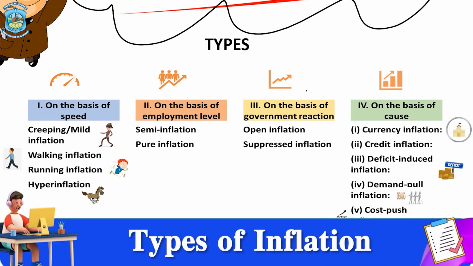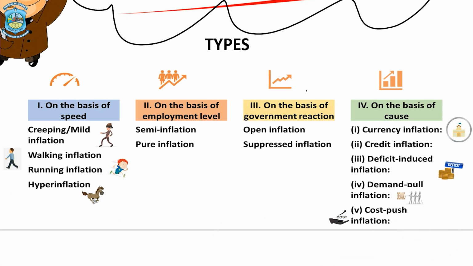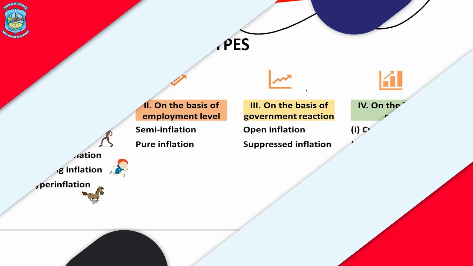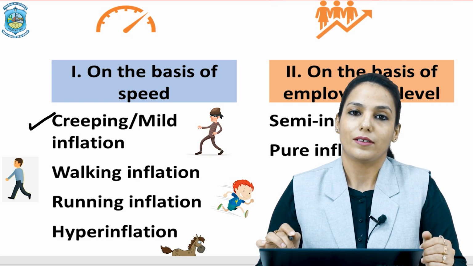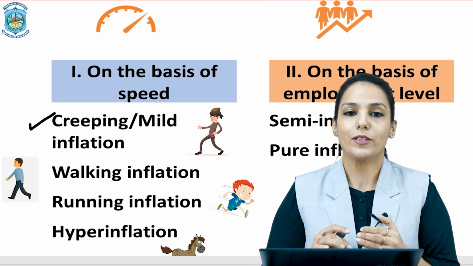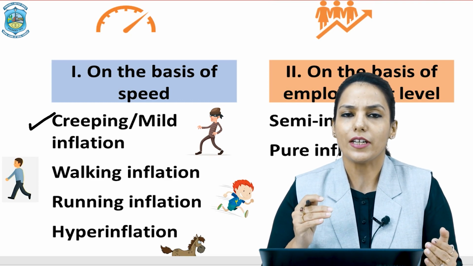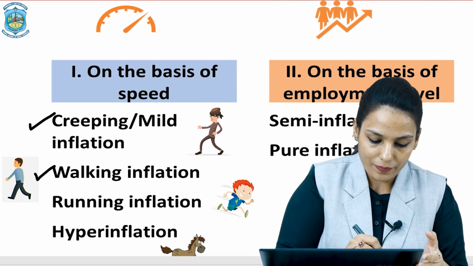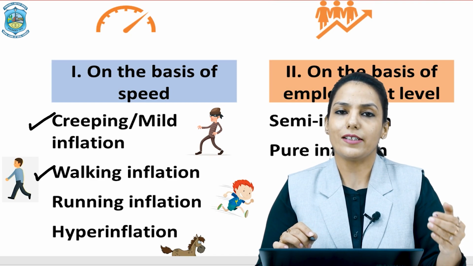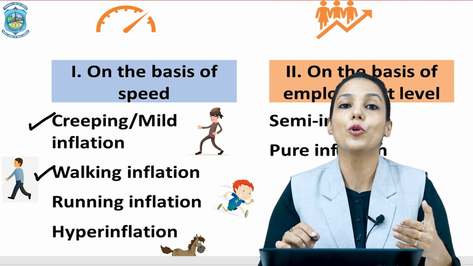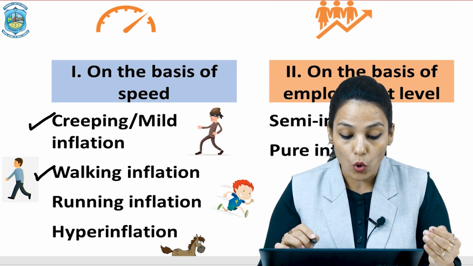Now, inflation can be of different types. We can differentiate on the basis of speed, on the basis of employment level, on the basis of government reaction, and on the basis of causes. Let's see the first type. On the basis of speed, the first type is creeping or mild inflation. Creeping or mild inflation happens when the price increase in a year is less than 3%. It usually does not impact the economy negatively, and it is considered a positive sign of the growth of the economy.